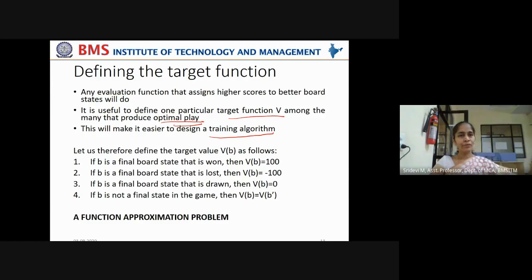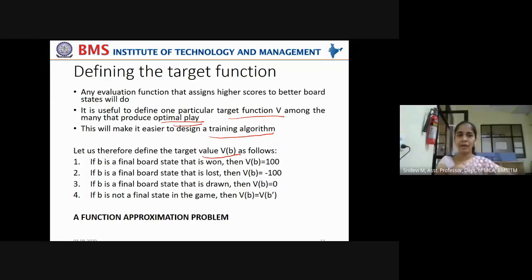Now you say for this particular board state, if you want to take this move, then what would be the weight you encounter, whether it is an optimal move or not? How do you decide that? By designing a general training algorithm. Now let us therefore define the target value V of B as follows.